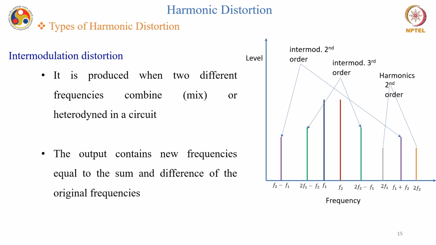Then we have intermodulation distortion. It is produced when two different frequencies are combined or mixed together, or even you can expect it out of a heterodyne circuit. We have seen what is heterodyne, super heterodyne in the last class as well. Now, when you are doing any kind of heterodyning, the output contains new frequencies equal to the sum and differences of the original frequencies, something shown over here.